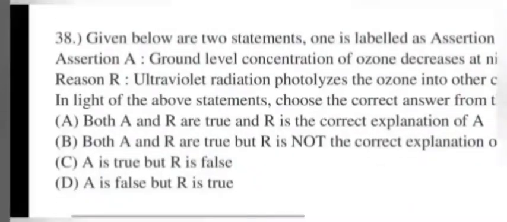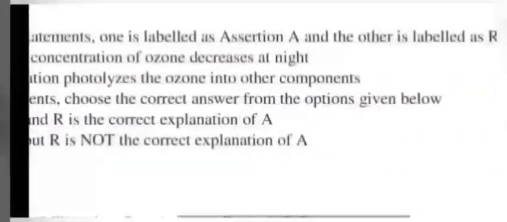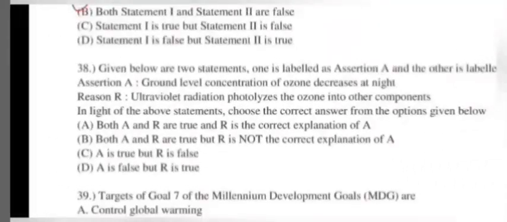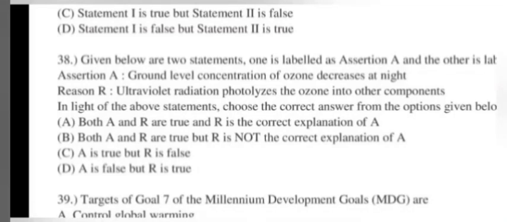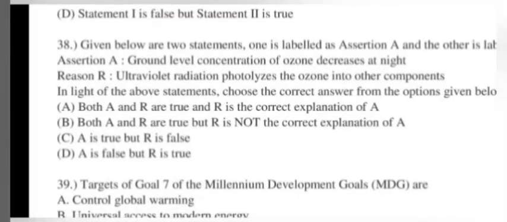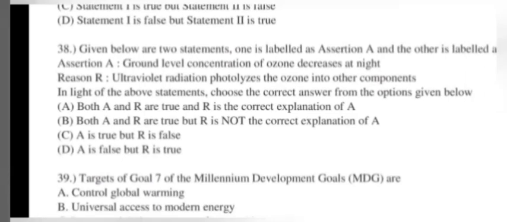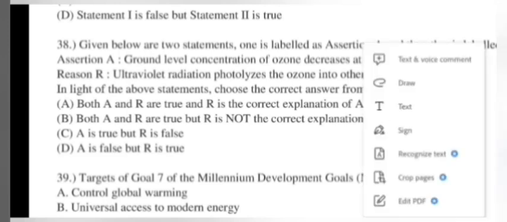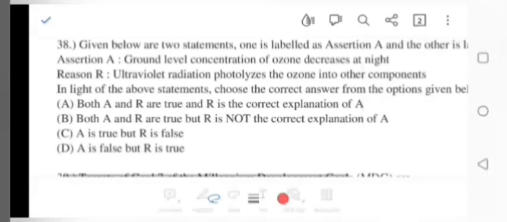Next, given below are two statements. One is labeled as assertion and the other is labeled as reason. Assertion says ground level concentration of ozone decreases at night. Reason says ultraviolet radiation photolyzes the ozone into other components. In light of the above statement, now choose the correct answer from the options given below. 38 correct option for this question, it will be number C, that is A is true but R is false.